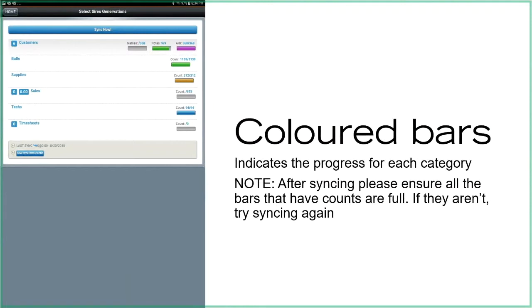Note that after you synchronize, you want to make sure that all the bars have a full count. So for instance, I have a count of 9 out of 9, 368 out of 368, 1139 out of 1139, 212 out of 212, 94 out of 94. So these are indicating to me that the counts are full and that they have synced. If they are not full, you're going to need to try to sync again. Something has occurred if all of these are not complete.